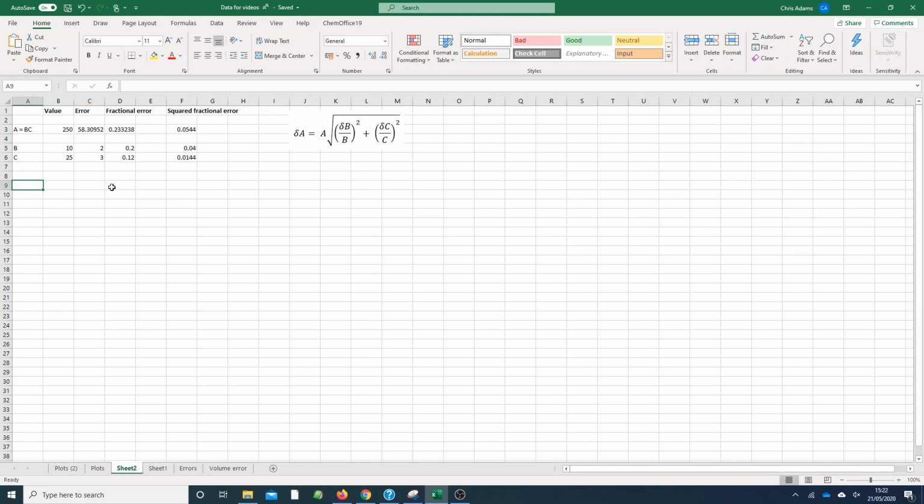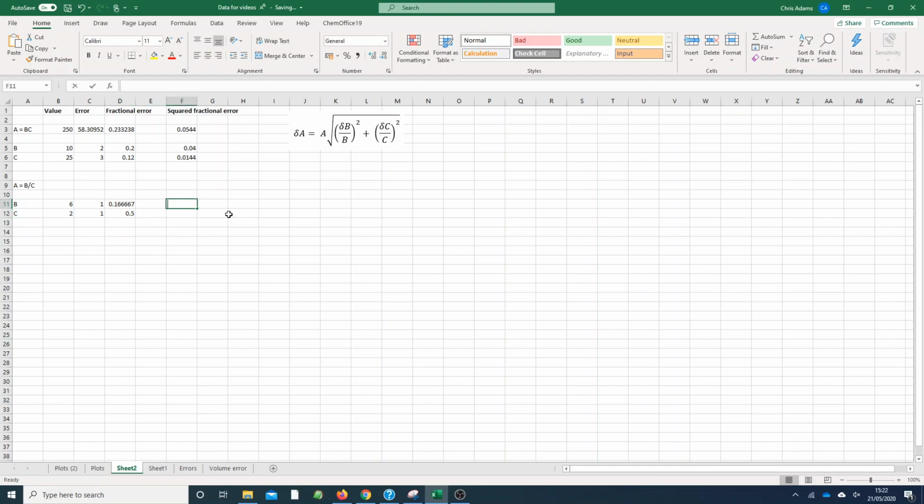Let's do another example. In this case, we're going to say A equals B divided by C. And let's say that B is 6, with an error of 1. C is 2, with an error of 1. So I can calculate the fractional errors. Fractional error in B is 1/6. Fractional error in C is 1/2.